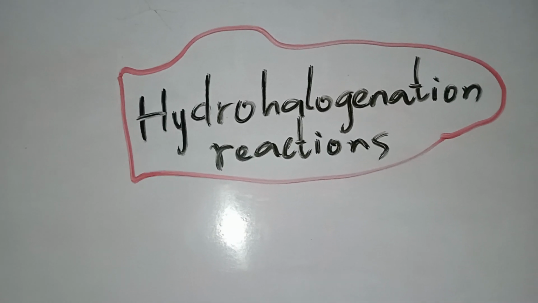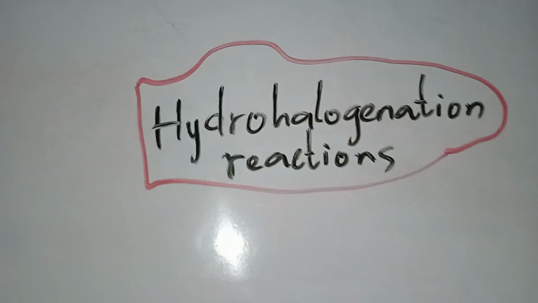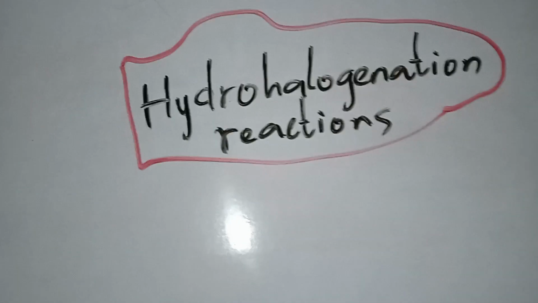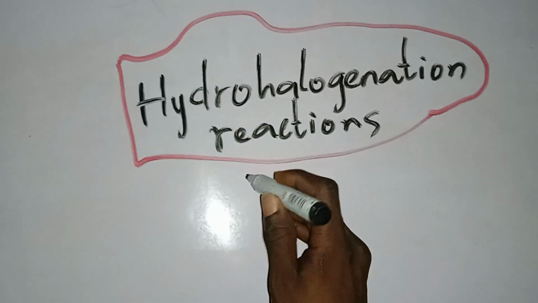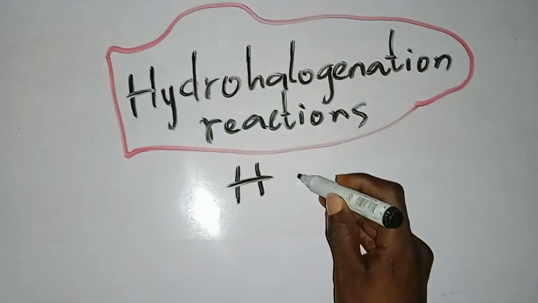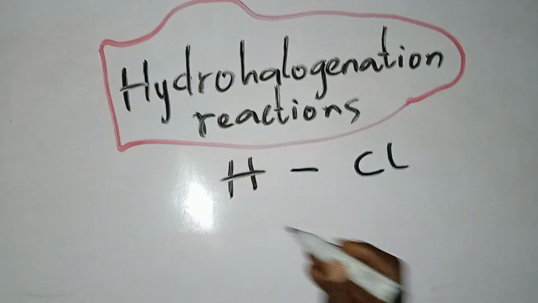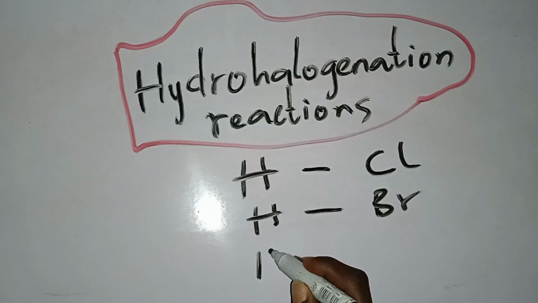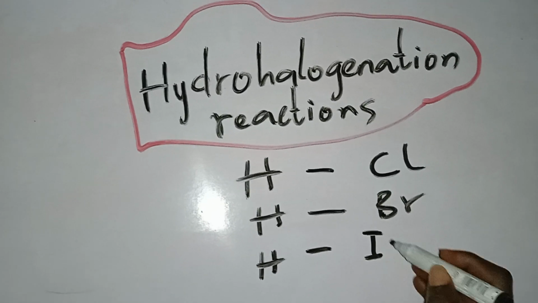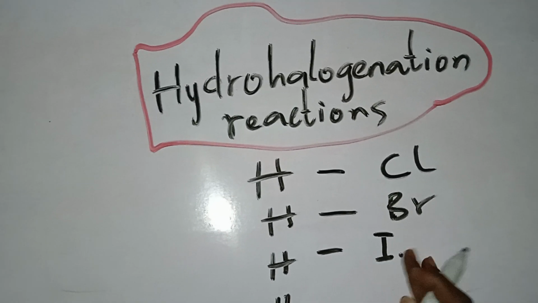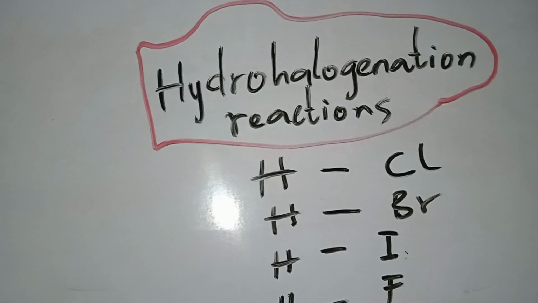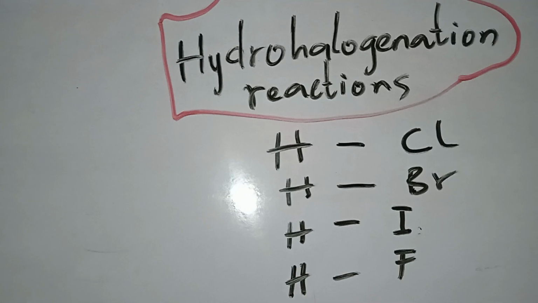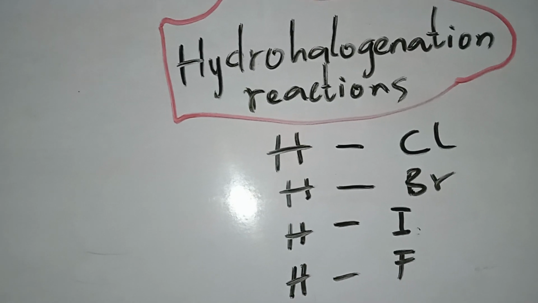Alright, hydrohalogenation reaction. Whenever you hear hydrohalogenation reaction, I need you to think of it as reactions involving hydrogen and any of the halogens, be it chlorine, bromine, iodine, or fluorine. This major four. So if you know this, let's get to work.